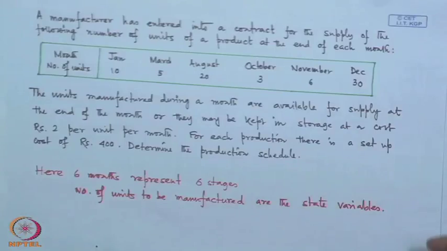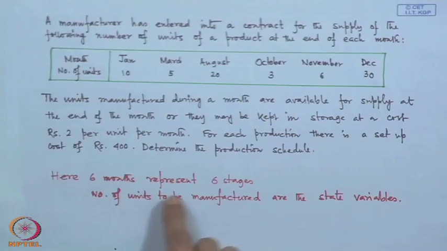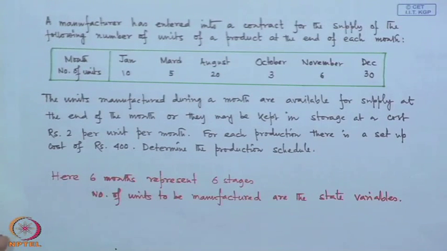Now, I can give you another problem for practice. This is a nice problem, you can work on it, and there is a hint also on how to consider the state variable. We have considered 6 stages and there are a few state variables. You can work it and get the optimal solution in a similar manner.